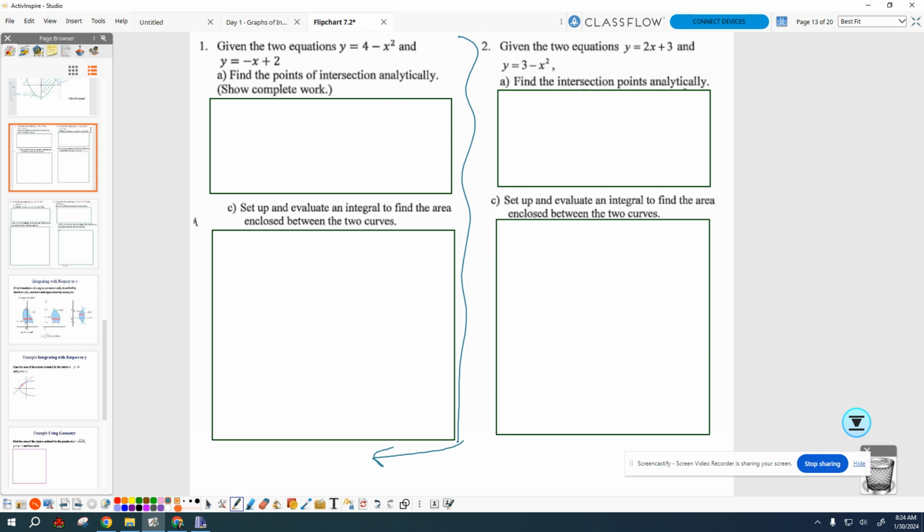You guys try this problem. You guys try that one.